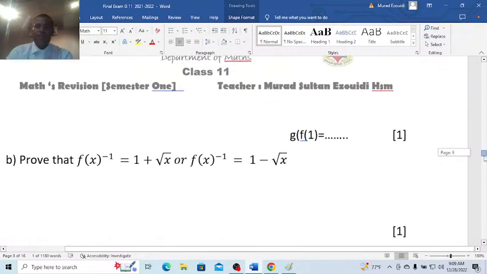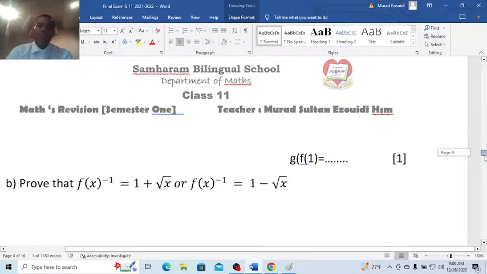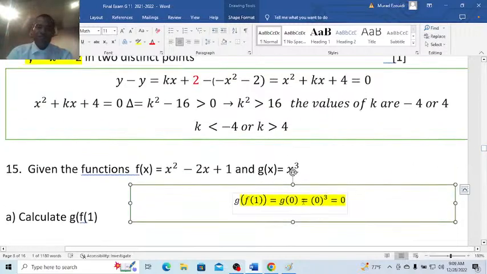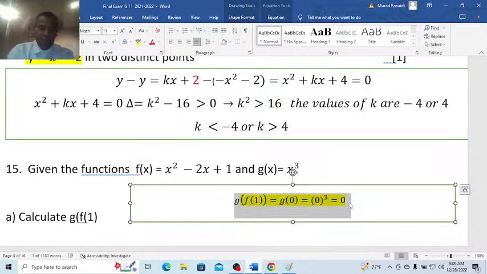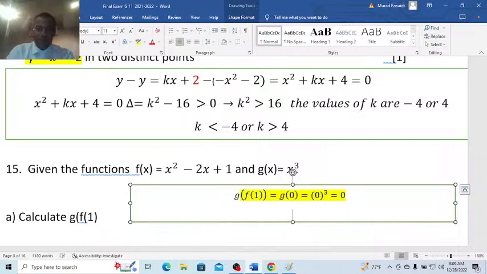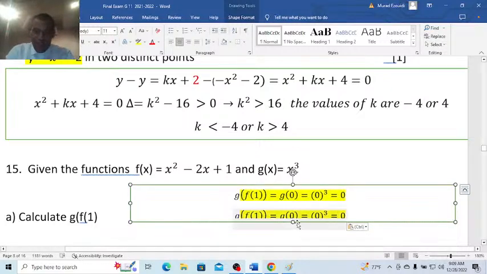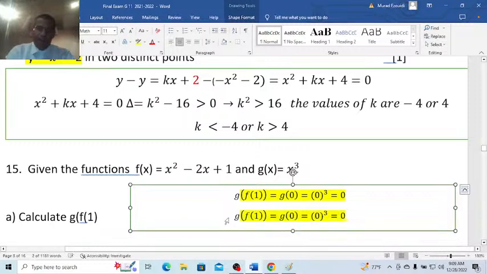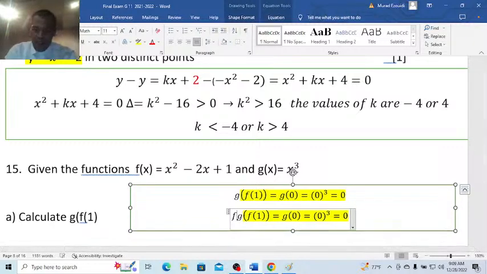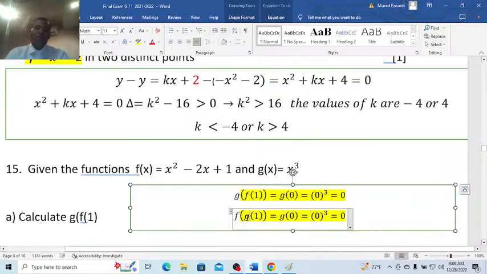Okay, for the second question, g of f of 1. The question is also looking for f of g of 1, which should be calculated. Now I'm going to change this one. This is my function f of g of 1. So first of all, learners, g of 1 is what? It is 1 cubed. I will just replace here. 1 cubed is 1.